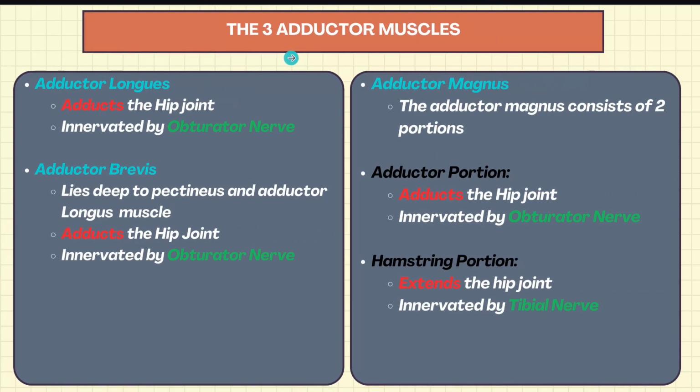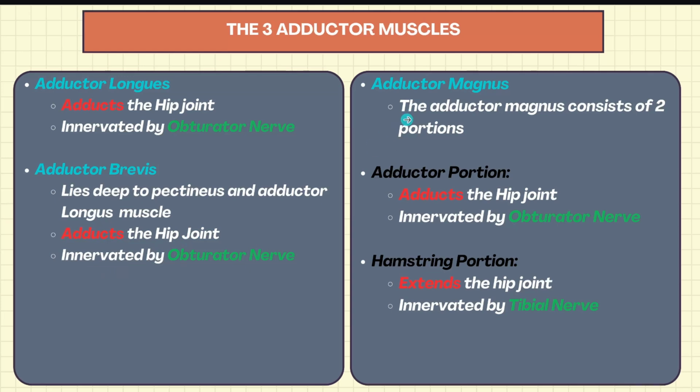Now we have 3 adductor muscles. First of all, let's talk about the 2 adductor muscles, which are the adductor longus and the adductor brevis. The adductor longus is also for the adduction of the hip joint, and it's innervated by the obturator nerve. Now the adductor brevis, I don't know if you need to know this, however I put it just for the sake of completion. It lies deep to the pectineus and adductor longus muscle, so it's basically behind the adductor longus, and it has the same function, adducts the hip joint, and it's also innervated by the obturator nerve.